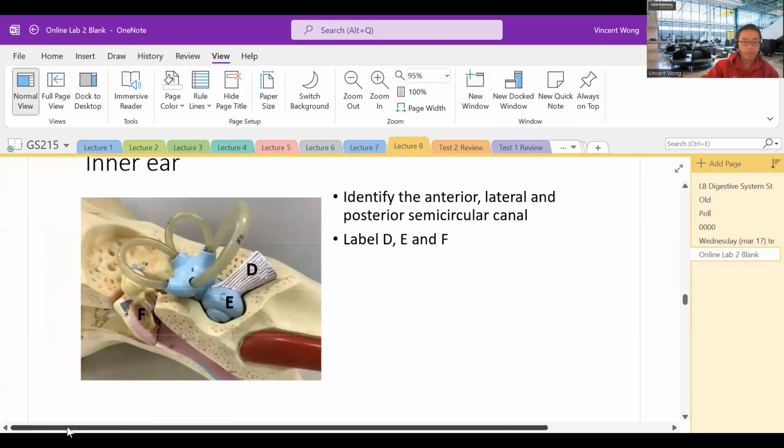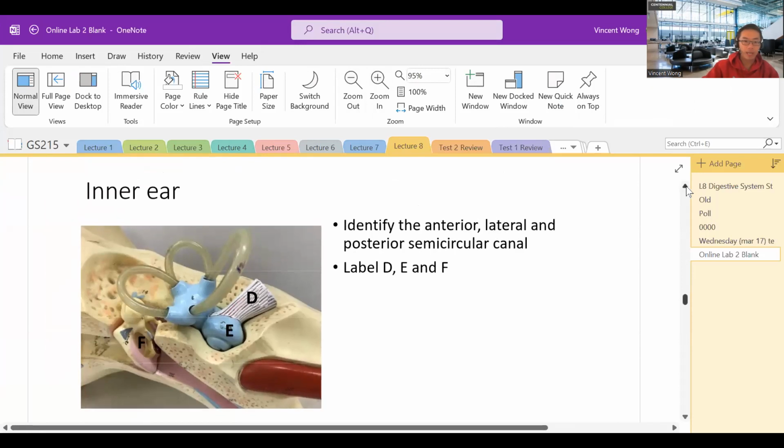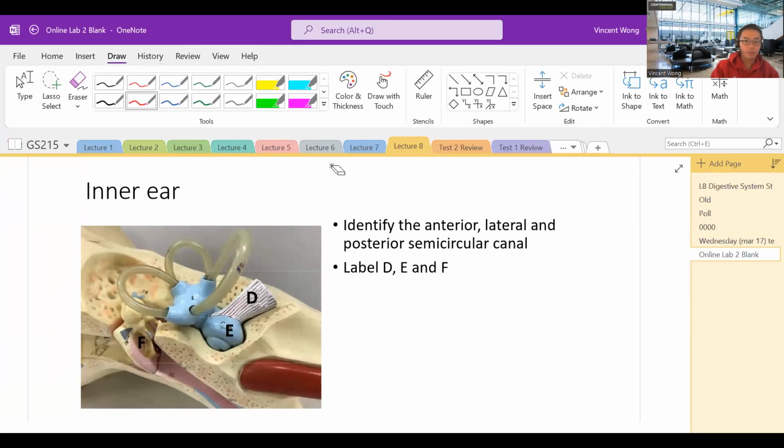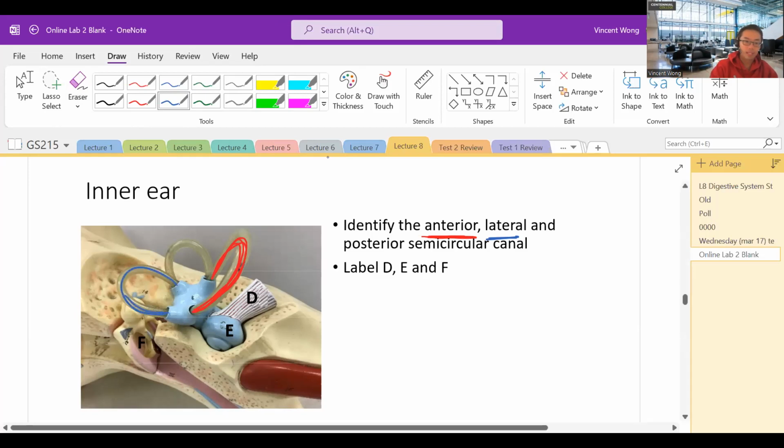Okay, moving on here. Identify the anterior, lateral, and posterior. We can do that. Okay, the anterior one is this one. This is the anterior one. Right, it's going to be parallel to this plane, parallel to the wall that is on the side. The lateral one is this one. That's parallel to the ground or the ceiling. When you shake your head sideways, that's the one that will detect the motion.